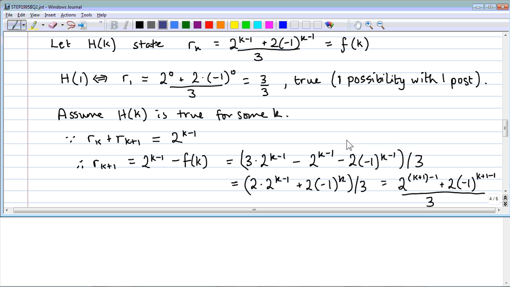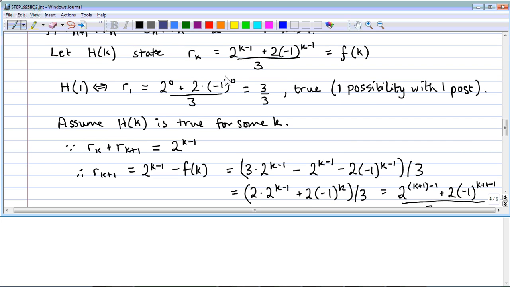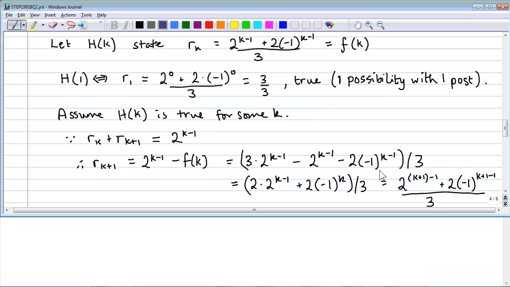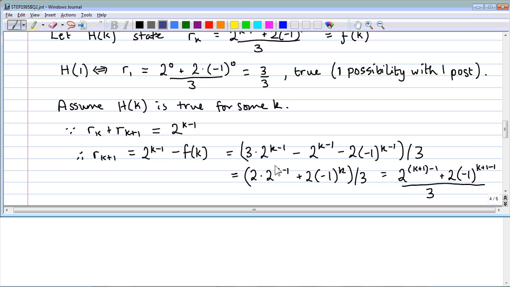Okay. And now we just need to do some tidying up and try to make that formula look like the formula for fk, or rather the formula for fk plus 1. So let's think carefully how to do it. It's not immediately obvious, but since we know what we're aiming at, it shouldn't be too hard, right?